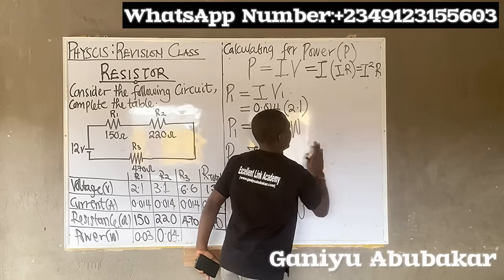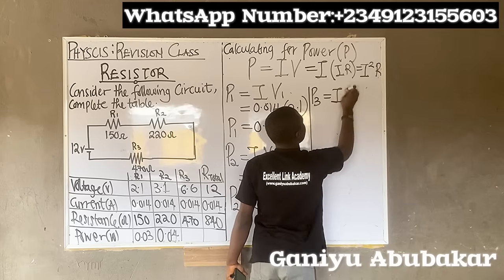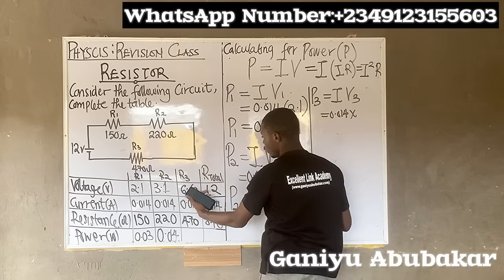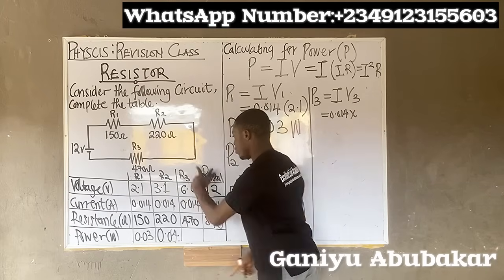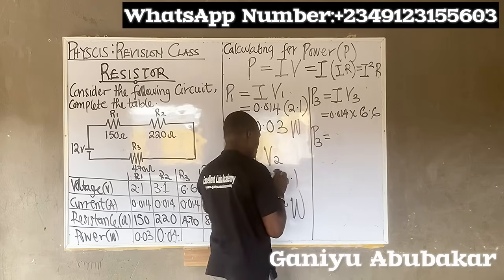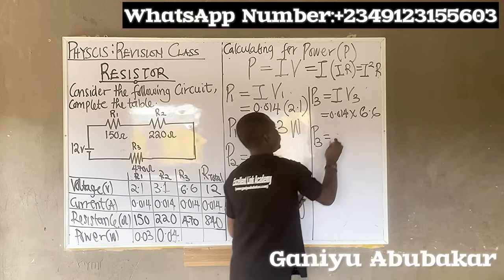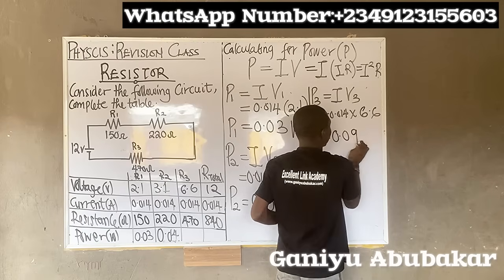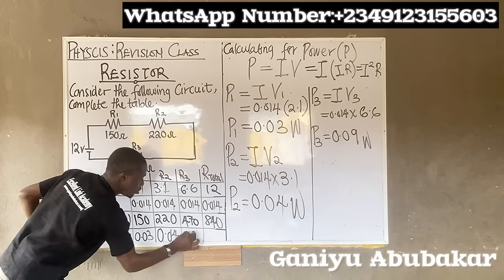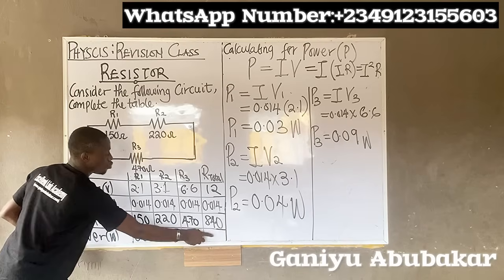P3 is equal to IV3. 0.014 times V3. What is V3? V3 is 6.6. So my P3 is equal to 0.014 times 6.6. This gives you 0.09 watts, perhaps. So this gives you 0.09 watts. Finally, let's get the total power.